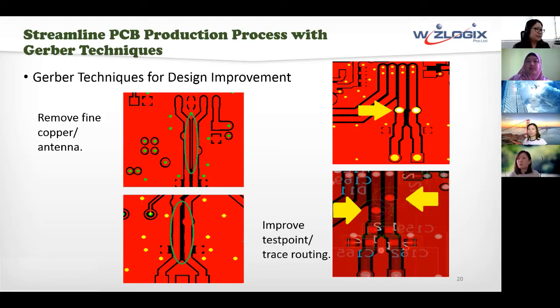And for test points, let's say we have this kind of differential pair routing, or even this kind of routing with thick traces, which will require a type of capacitors and a pair of test points. We try to improve the location of the test point so that it will sit along the trace routing instead of being a stub like in this picture here.